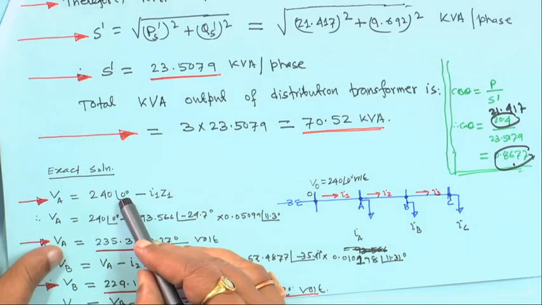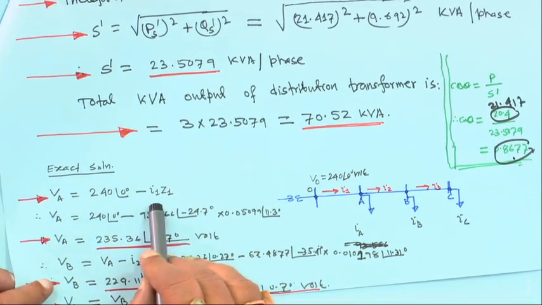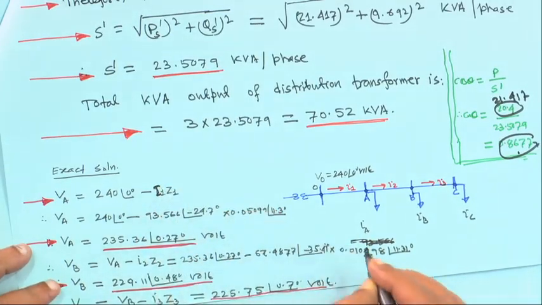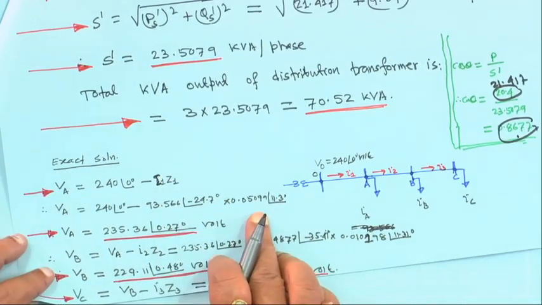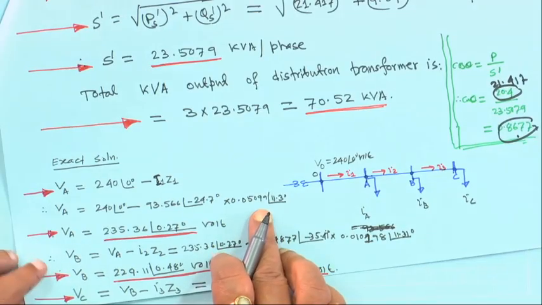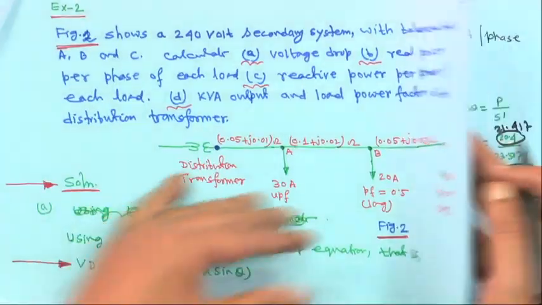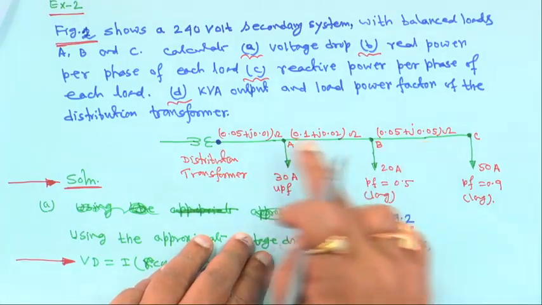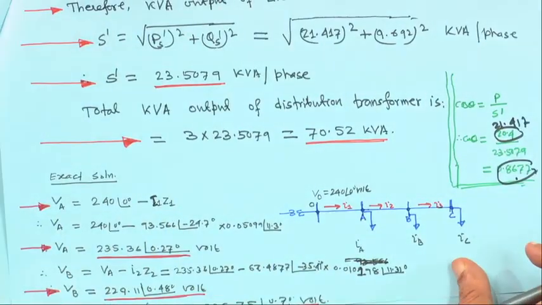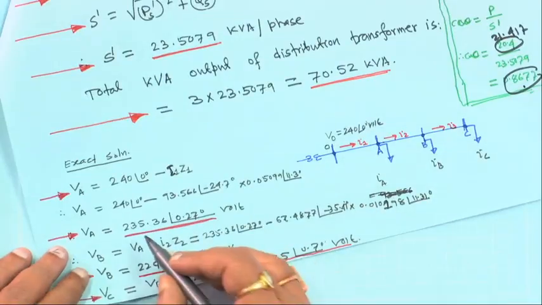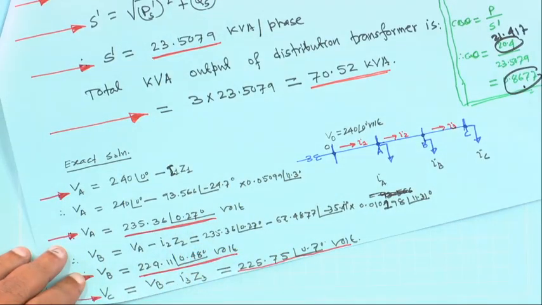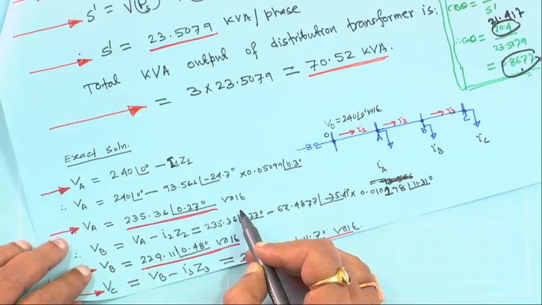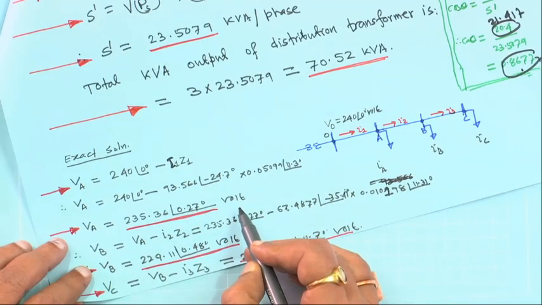VA, the substation voltage, is 240 angle 0 minus I1 Z1, I should make it capital I1 Z1. I1 is known, Z1 is also known, all the data and parameters are given here. This is Z1, this is Z2, this is Z3, right. If you simplify, you will find VA will become 235.36 angle 0.27 degree volt. You check all the calculations, I hope they are correct, but you should check it.